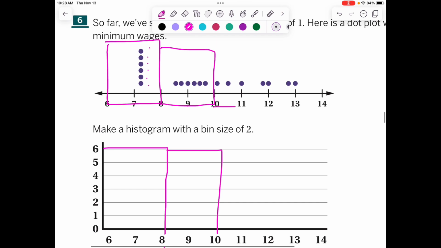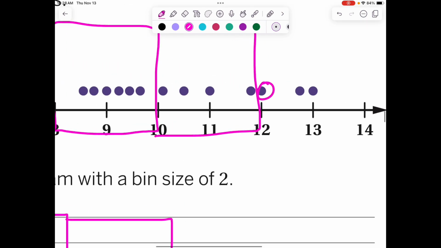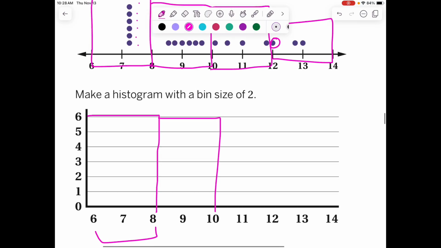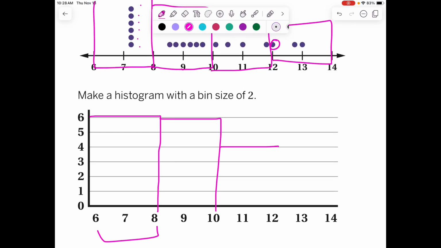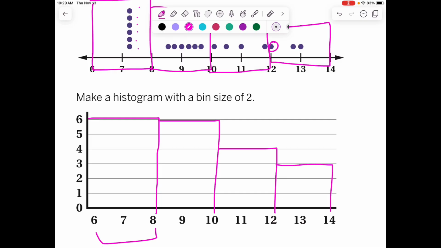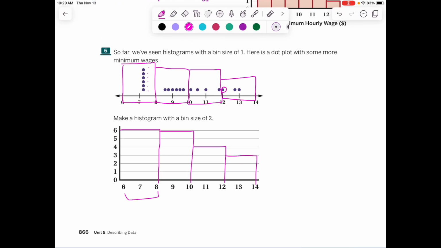From 10 to 12, I'm not going to include the dot at 12 because remember that goes in the bigger bin, so that will go in the 12 to 14s. So 10 to 12, there should be 4 dots. And then 12 to 14, I have 3. All right, so that's what it looks like with a bigger bin size.